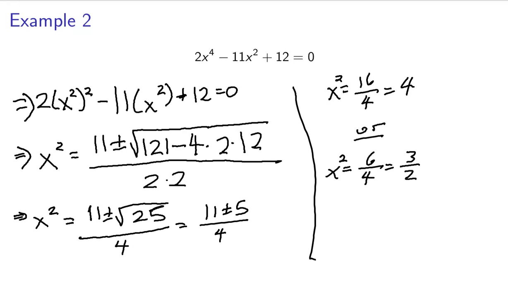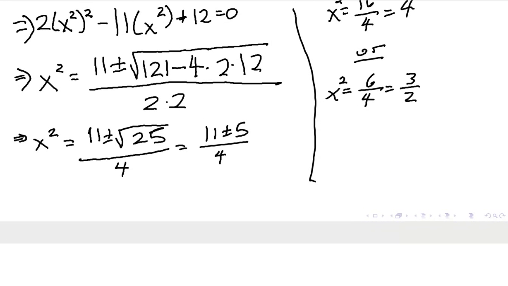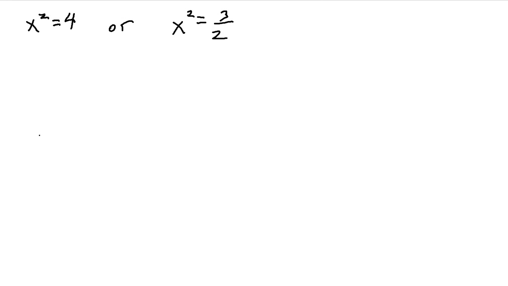So part of our solutions, I'm going to go ahead and go on to the next page. X squared equals 4, or x squared equals 3 halves. So now I'll go ahead and finish this up here. So that means that x equals plus or minus 2, or x equals plus or minus square root of 3 over 2.